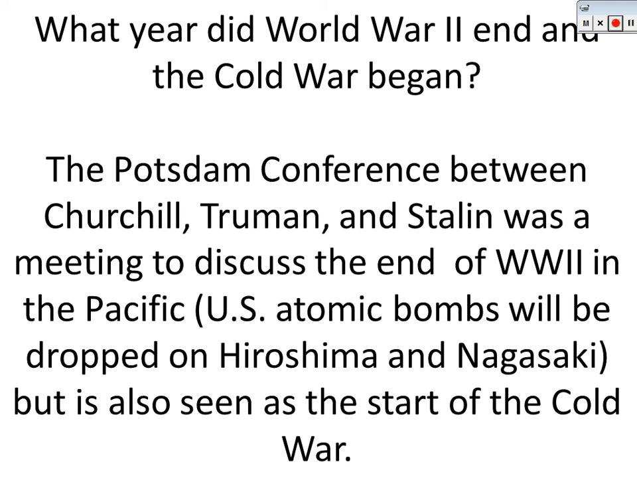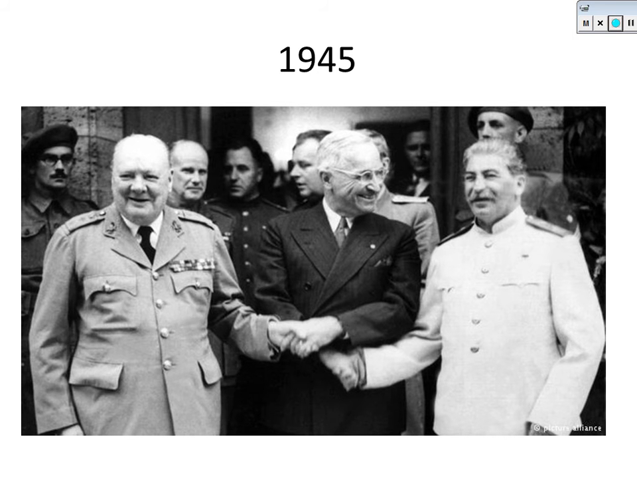All right, what year did World War II end and the Cold War begin? The Potsdam Conference between Churchill, Truman, and Stalin was a meeting to discuss the end of World War II in the Pacific. U.S. atomic bombs will be dropped on Hiroshima and Nagasaki, but it also is seen as the start of the Cold War. 1945. Good job. 1945. Why is Truman in the middle? Truman was trying to keep the peace because Churchill and Stalin were not fond of each other. Why is Roosevelt not in this picture? He is dead. Rest in peace, FDR.